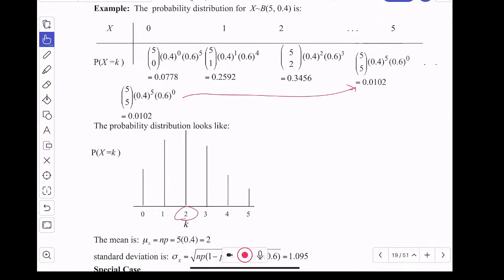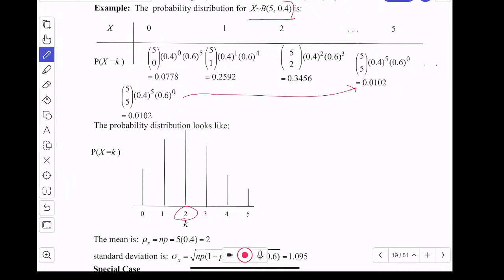remember that's from here, x was binomial 5, 0.4. So the mean of x, I told you, should be n times p. What is n? 5. And what is p? 0.4. So it turns out to be 2. So it's not just visually clear, you can actually calculate it.